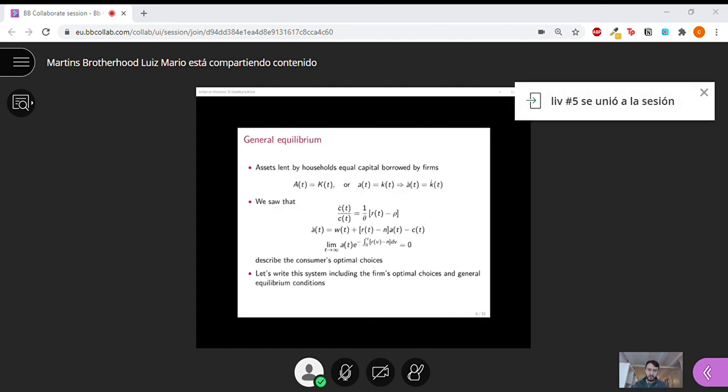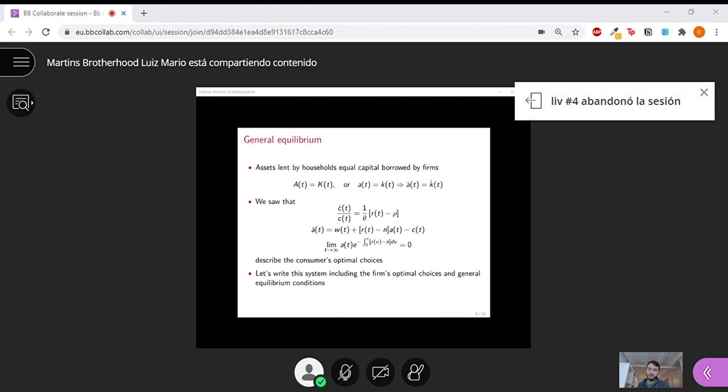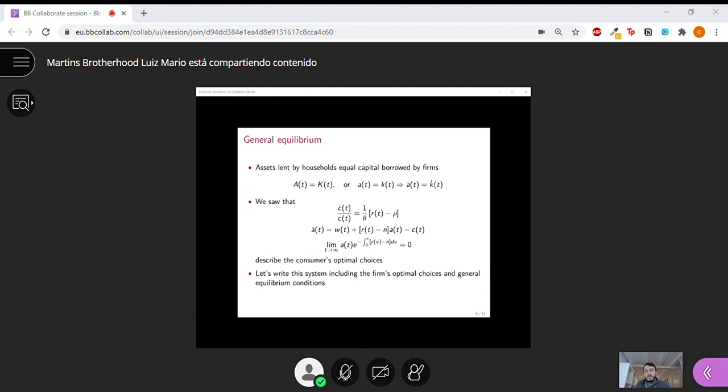After we have the optimality conditions, we start using the general equilibrium idea. General equilibrium has to do with the fact that you have a labor market and an asset market, and the supply and demand for labor must be equal, and the supply and demand of assets must be equal, and assets can become capital in a one-to-one relationship. So one unit of asset becomes one unit of capital, and then you have these general equilibrium conditions for the asset market.